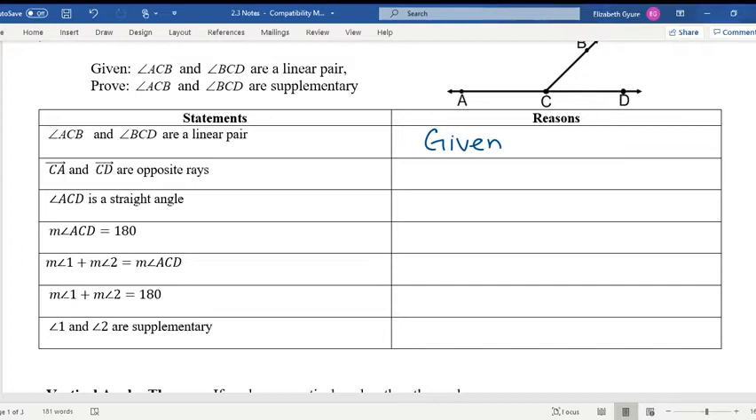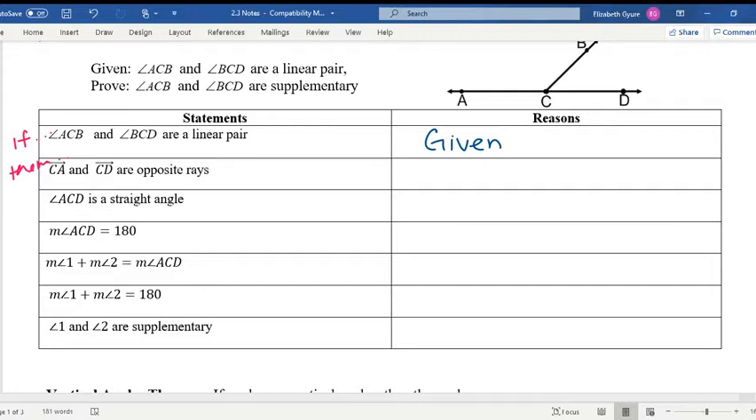That's how these work: they're like if-then statements. If your hypothesis, then your conclusion. So if you look here, if they're a linear pair, then I have opposite rays. The question is why? How would I ever be able to figure that out? Well, if you go to your vocab sheet, there is a definition of linear pairs.